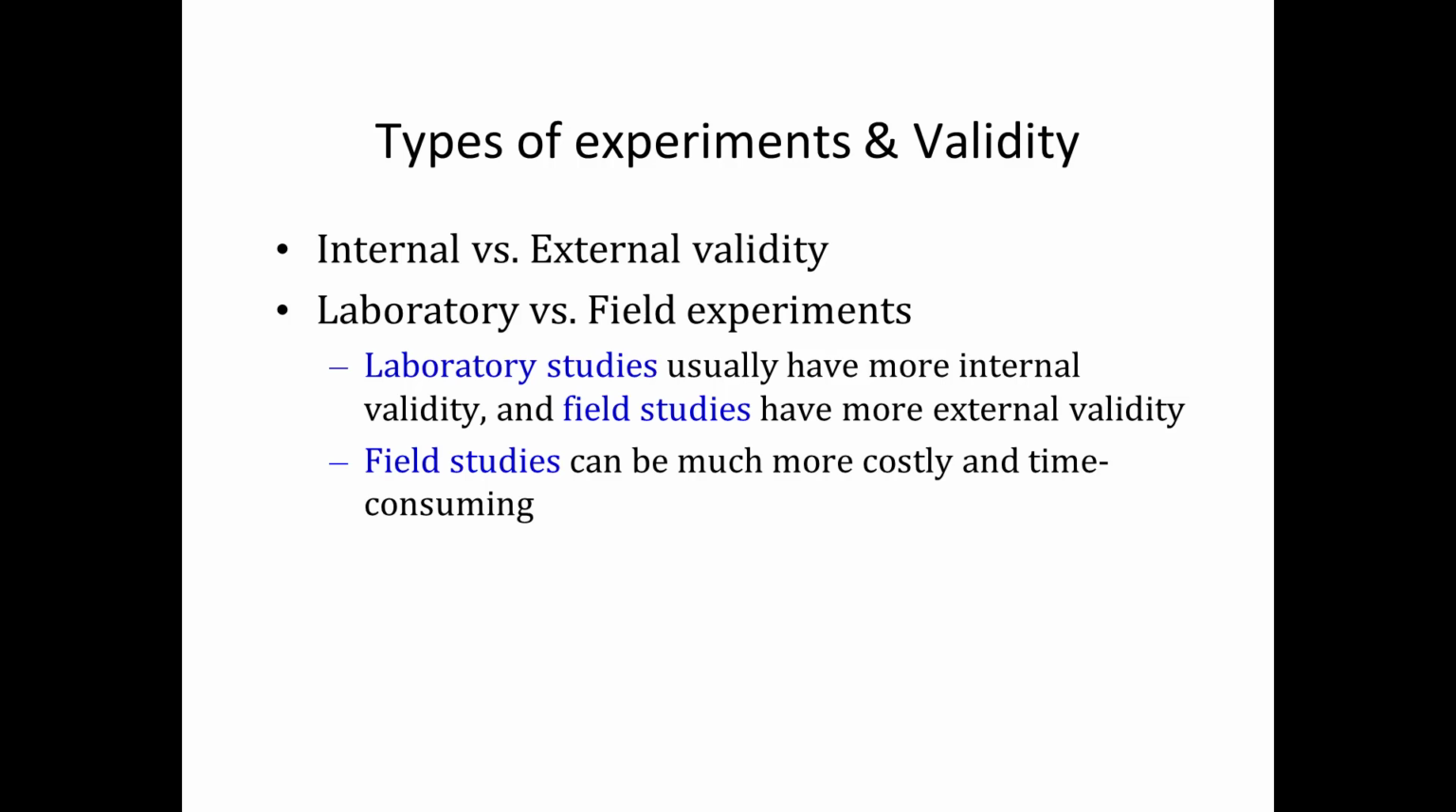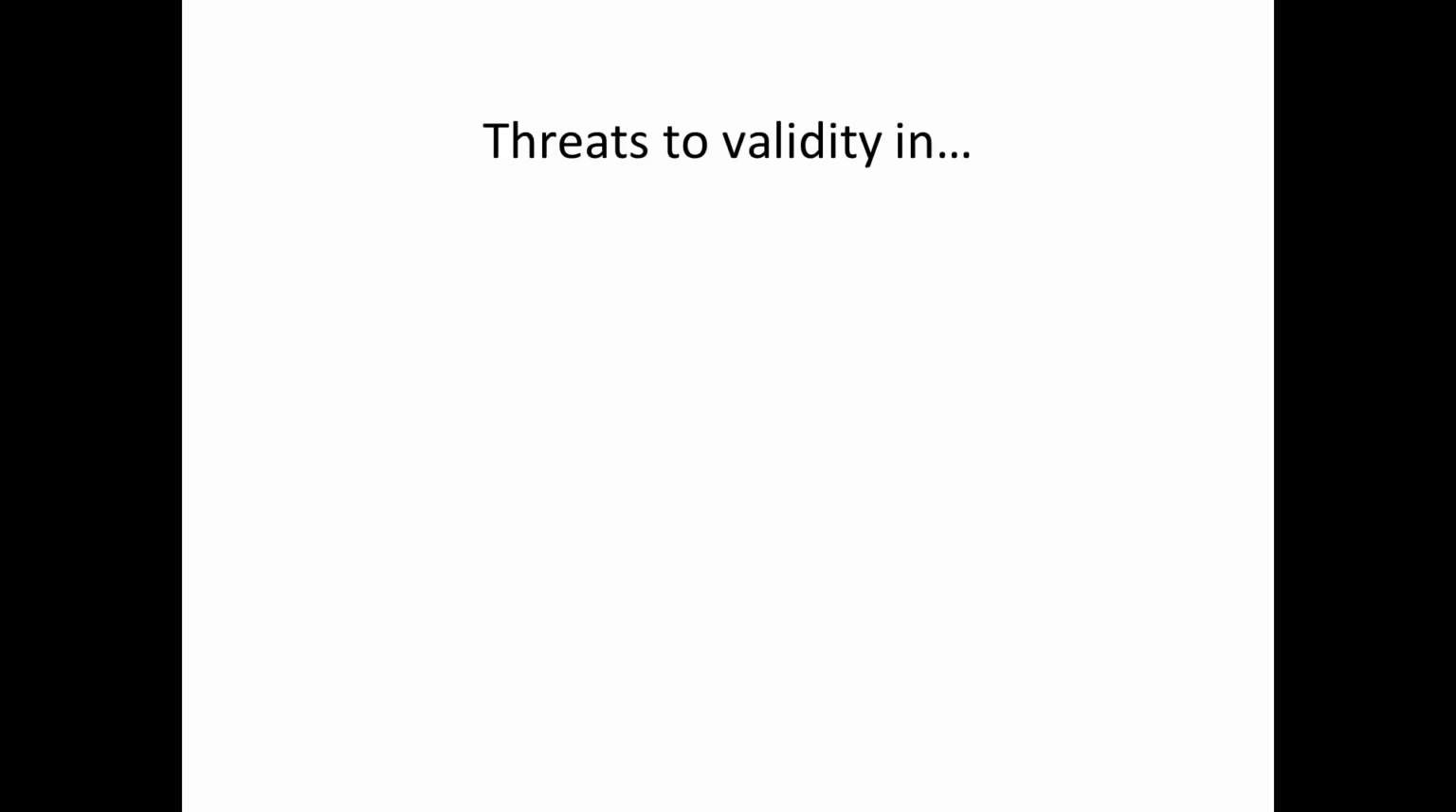Field experiments can also be very time-consuming and expensive to run. For these reasons, researchers often prefer lab experiments, provided the external validity issue can be addressed. Here are some of the major threats to validity that can arise when running experiments. The following threats are more likely to be an issue in field experiments, though they can arise in lab studies too.